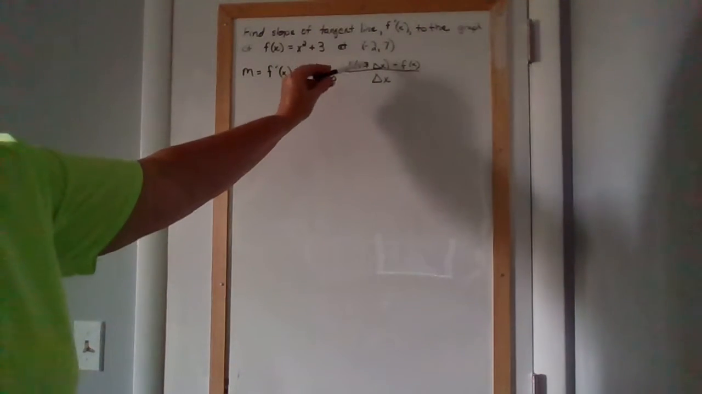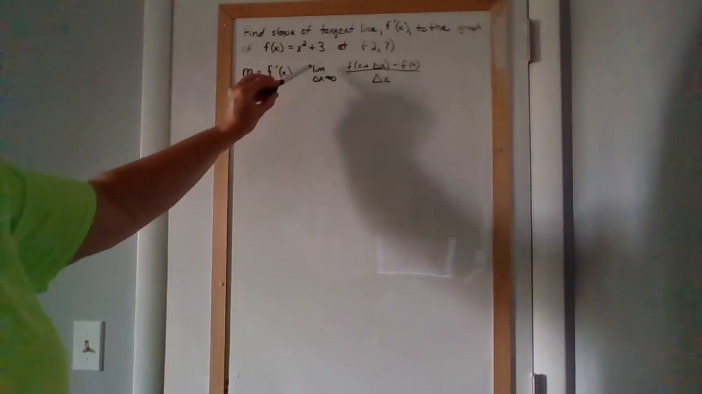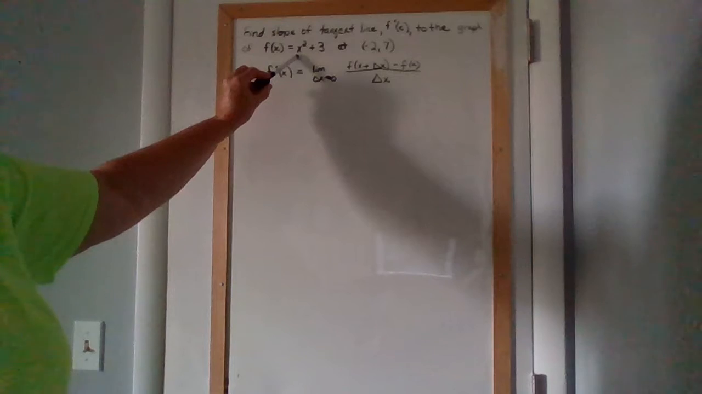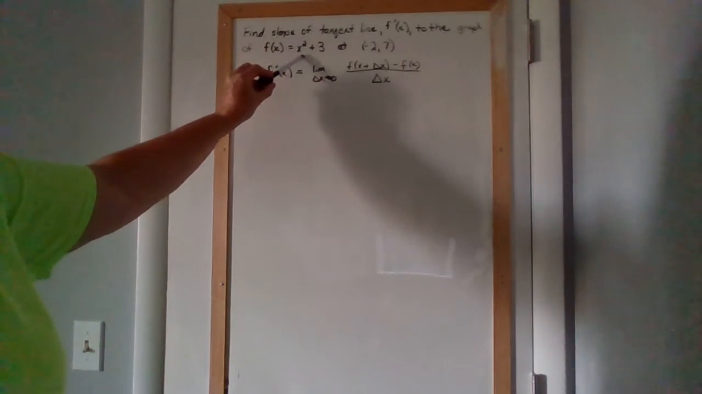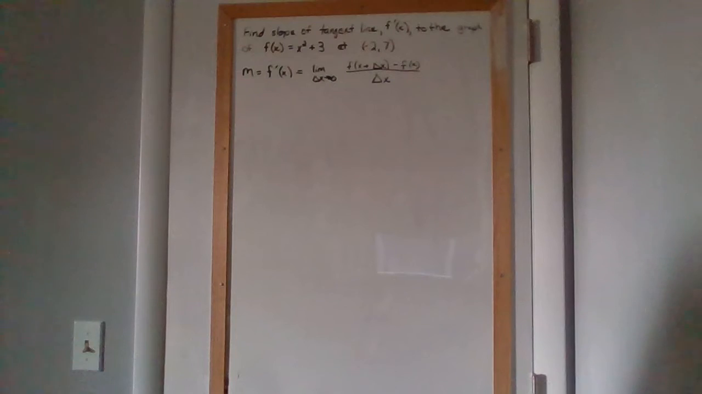So the first thing I do want you to notice is that negative 2, 7 is a point on this parabola. If you take negative 2 and raise it to the second power plus 3, you will get 7. So you have 1 point, and you're asked to find the slope of the tangent line.